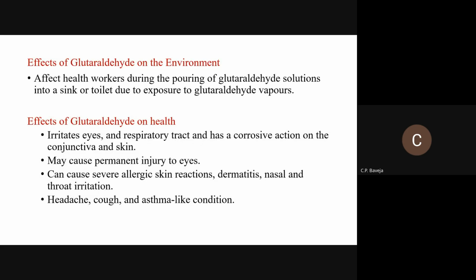Effects of glutaraldehyde on the environment. It affects healthcare workers during the pouring of glutaraldehyde solutions into a sink or toilet due to exposure to the glutaraldehyde vapors, which a person can inhale. So effect of glutaraldehyde on health: it irritates eyes and respiratory tract, has a corrosive action on the conjunctiva and skin, may cause permanent injury to eyes, can cause severe allergic skin reactions like dermatitis, nasal and throat irritation, and headache, cough, and asthma-like condition may occur.